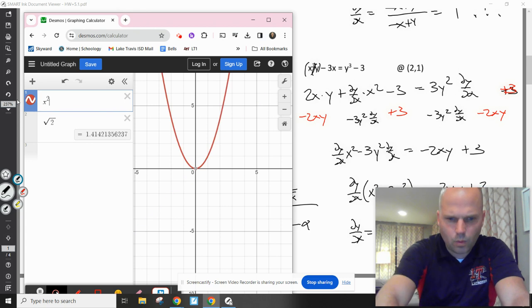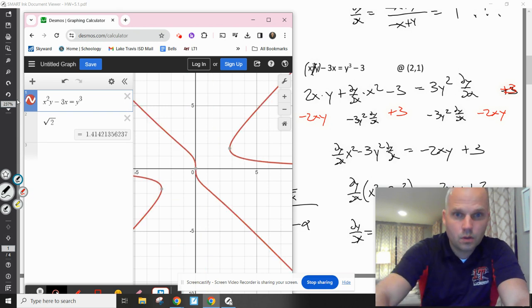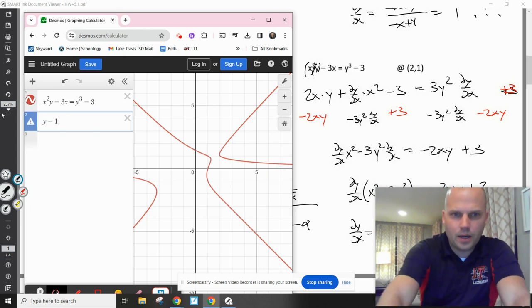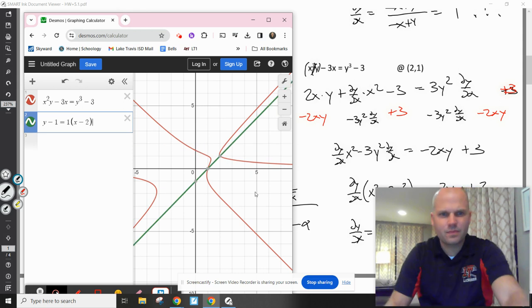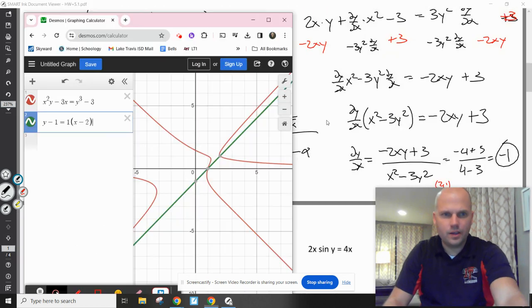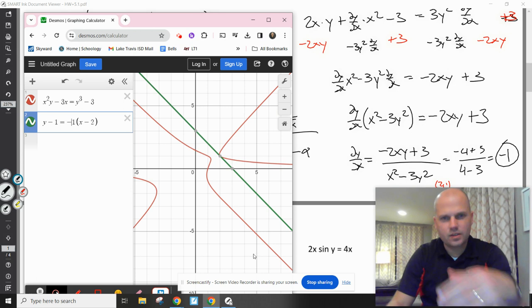X squared y minus 3x equals y cubed. That's fun. Minus 3, shifted down 3. And I'll have y minus 1 equals 1. X minus 2. Negative 1. There it is. Look at that right there.